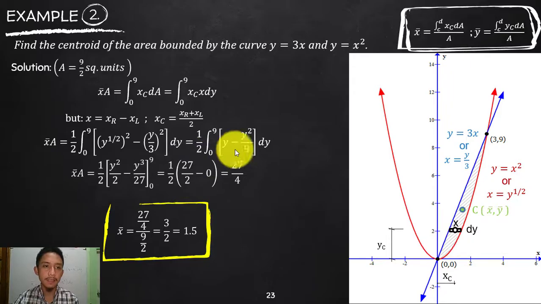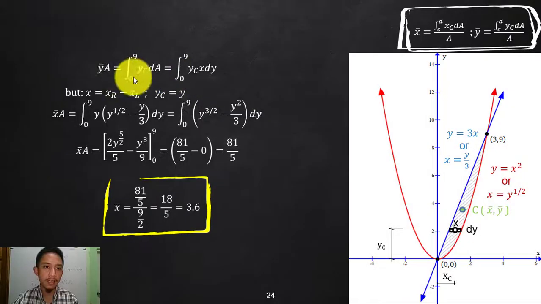And then we need to get your y bar. I will just make that y sub c. The dA should still be x times dy. Your y sub c is equal to y. Your x, what is our x here? That is the x right minus x left. The x right again is y raised to 1/2. X left is y over 3.